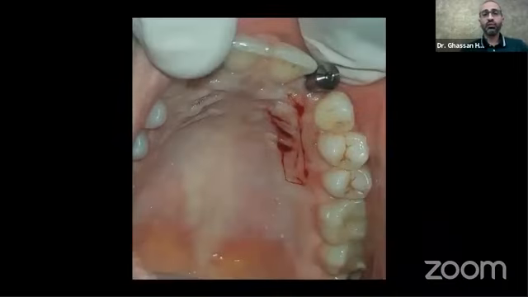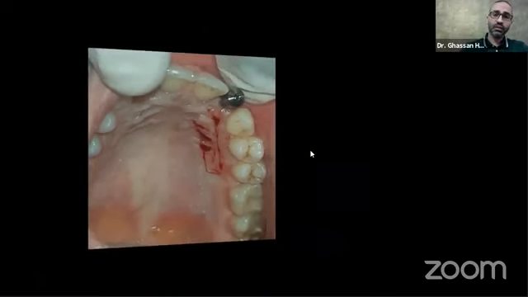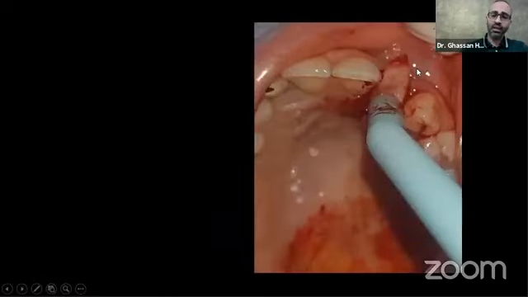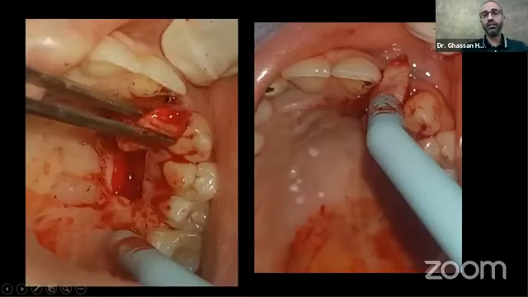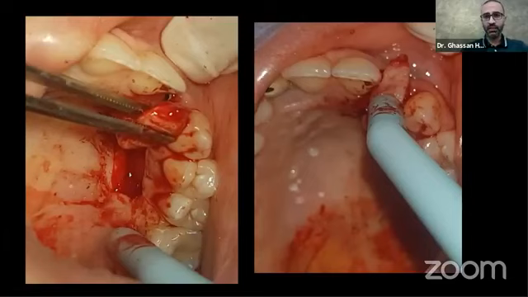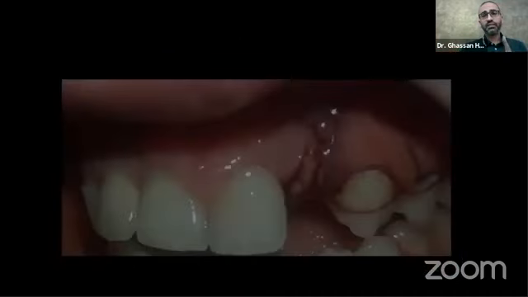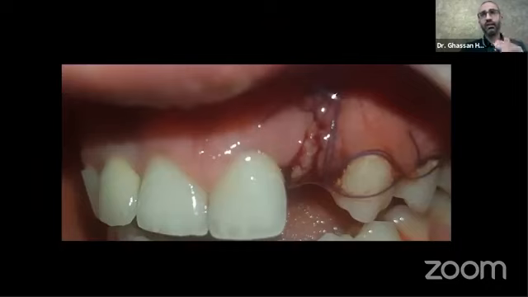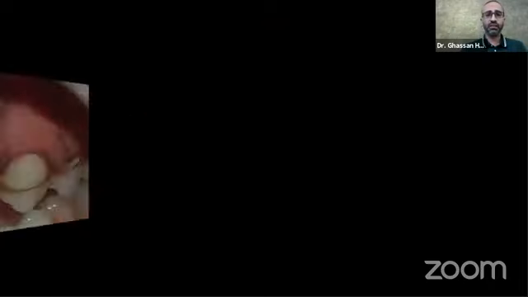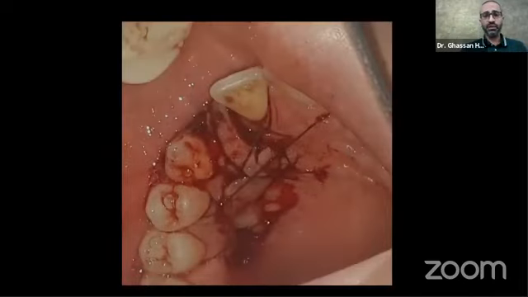Here is the design of the flap. I moved up to here, and then I deepithelialized this part of the graft and rotated it to the area to cover the implant and to enhance the thickness and change the biotype around the implant, buccolingually and vertically. This is how it looks immediately after the surgery. Again, after the second surgery, I used low-level laser therapy, and after this one, I again used low-level laser therapy.